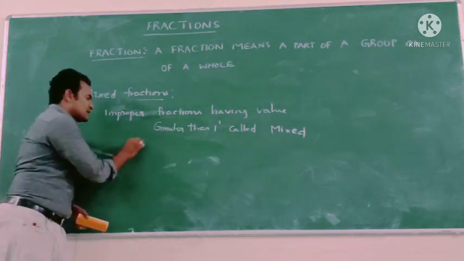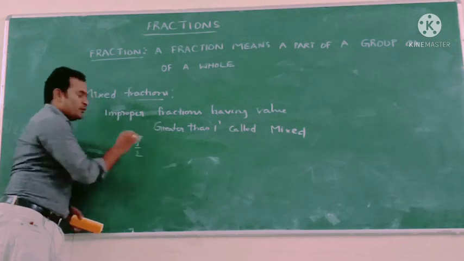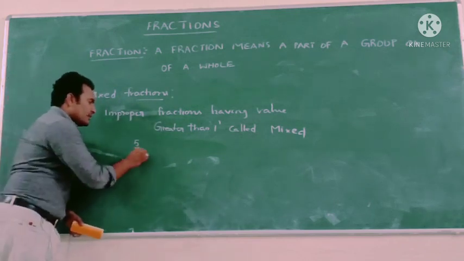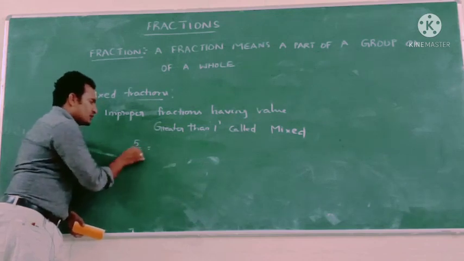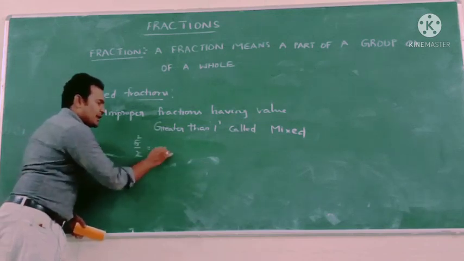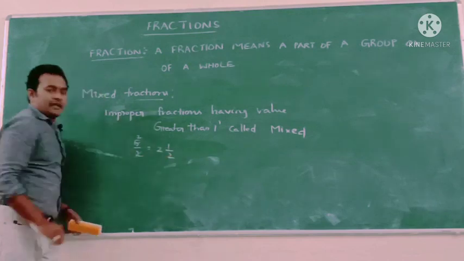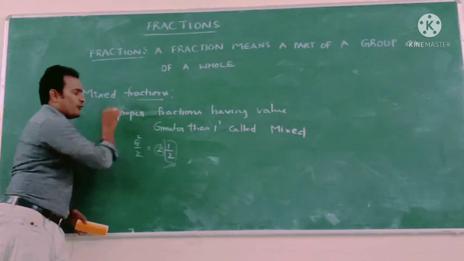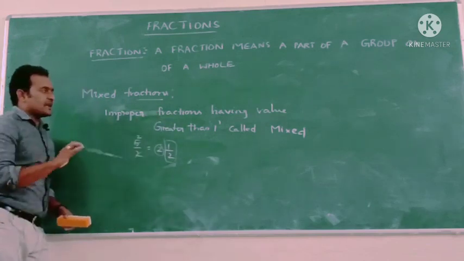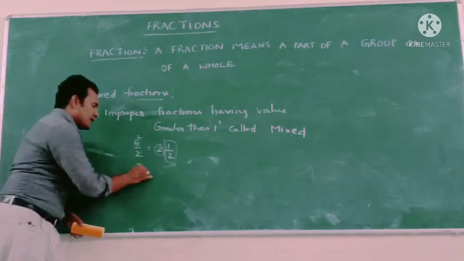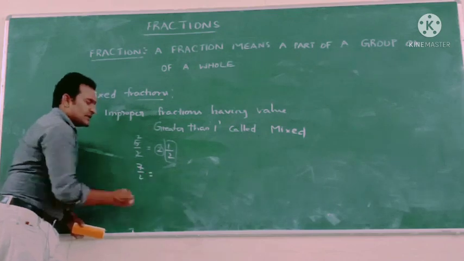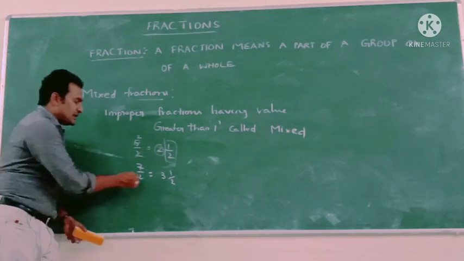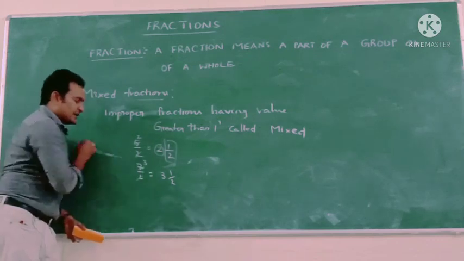Let us take an example, 5 by 2. You can change this improper fraction into a mixed fraction. 2 goes into 5 two times, the remainder is 1, so it is 2 and 1 by 2: 2 complete parts and a half part. Let us give another example, 7 by 2, which is 3 and 1 by 2. How would we have done it? There is 2 in 7, 3 times.